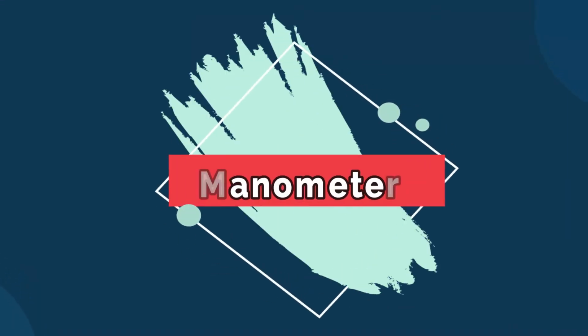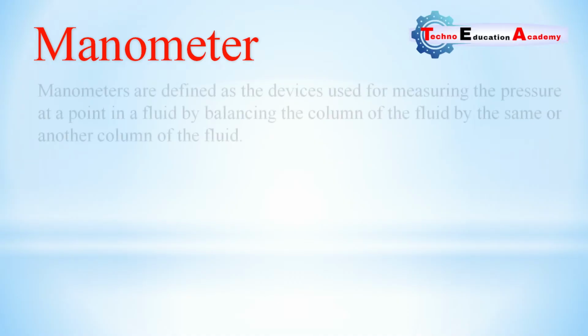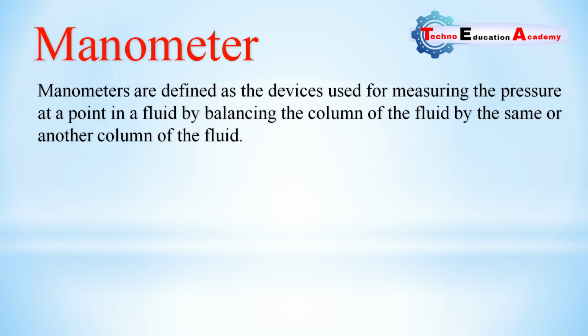In this video lecture, we will discuss one of the basic topics of fluid mechanics, the manometer. First of all, what is a manometer? Manometers are defined as the devices used for measuring the pressure at a point in a fluid by balancing the column of the fluid by the same or another column of the fluid. Here we are considering the datum line to measure the pressure of the fluid.